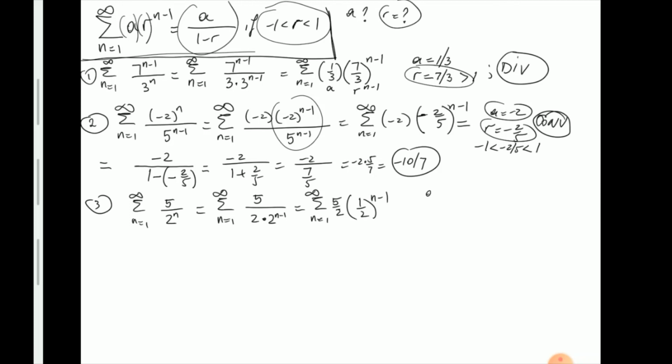So it's another convergent case. A is 5 over 2, r is 1 over 2. So it's convergent because it's between minus 1 and 1. And this will be a, which is 5 over 2 divided by 1 minus 1 over 2. 1 over 1 over 2 is just times 2, so that's going to be 5.